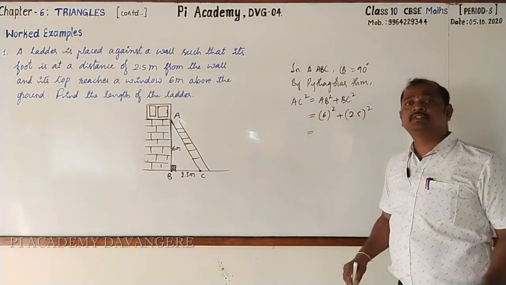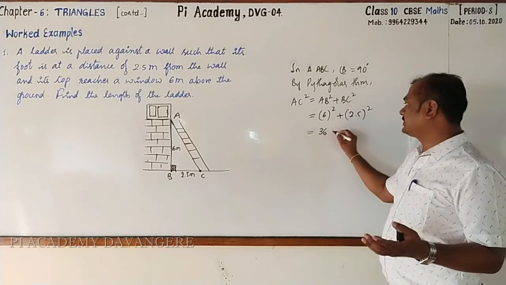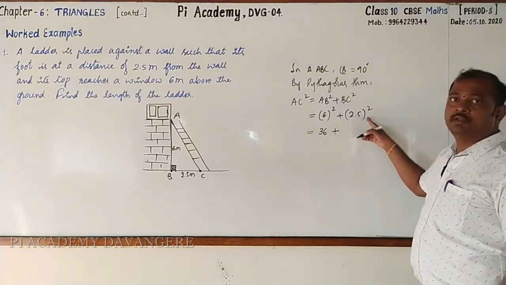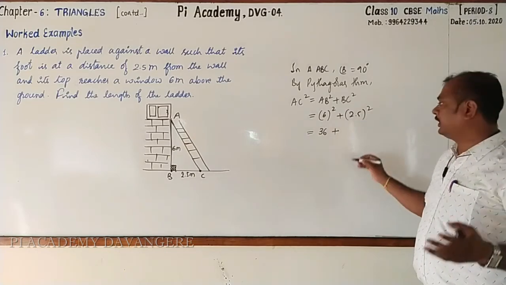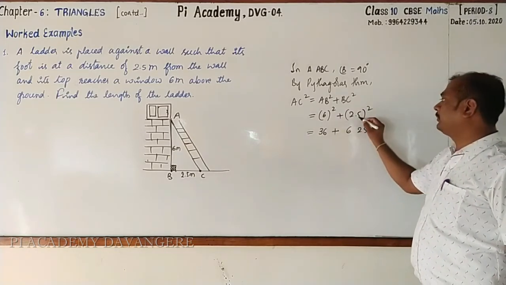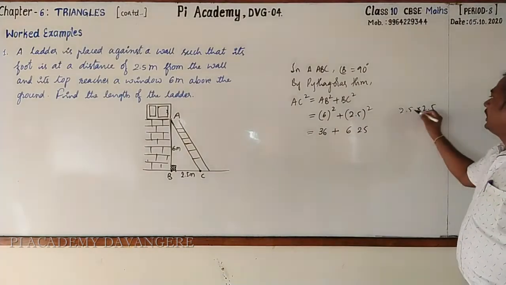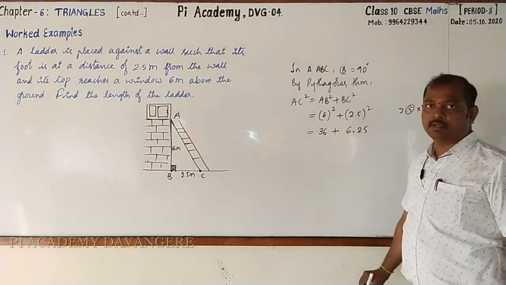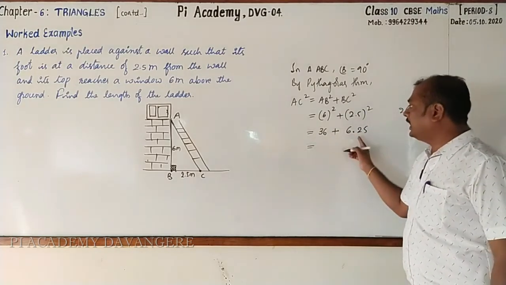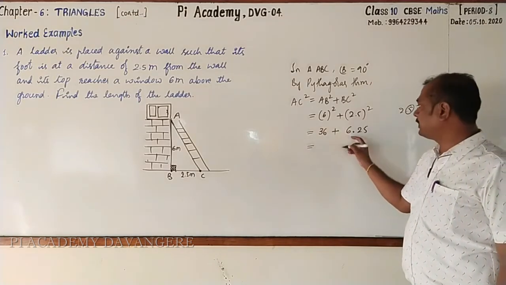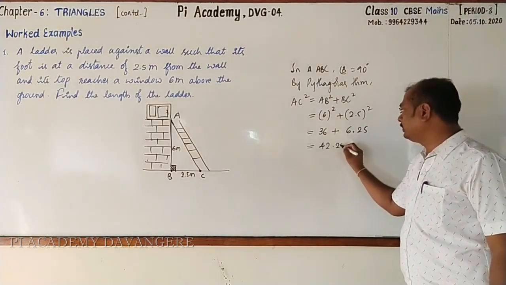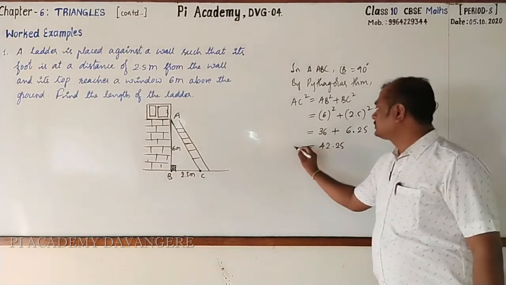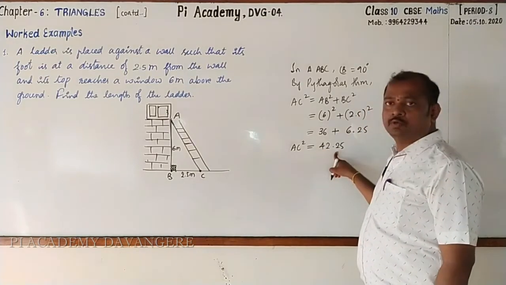What is 6 whole square? 6 square is 36, because 6 sixes are 36. 2.5 whole square, you may just multiply 25 and 25. 25 times 25 is 625. See, 2.5 into 2.5. After the decimal, here one digit each, so in the product, from the right, put the decimal after two digits: 6.25. Now add these two. 36 plus 6.25 is 42.25. So AC square is equal to 42.25.